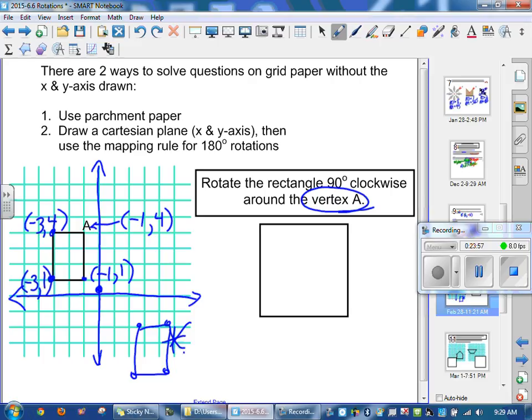Now, doing it with vertex A, as this is your center point, you can't use this mapping rule. That's the reason I was doing that, is you can't use the mapping rule if vertex A is where you're starting, unless you make that your 0, 0. You could make this your 0, 0 like that. And if that's your 0, 0, then you can use the point. Okay? If not, you just stick on your parchment paper.